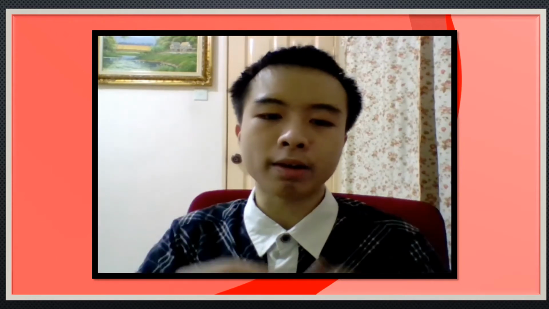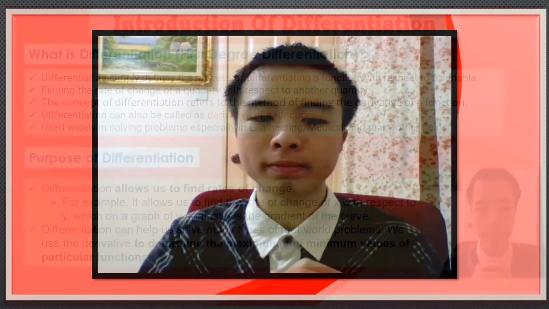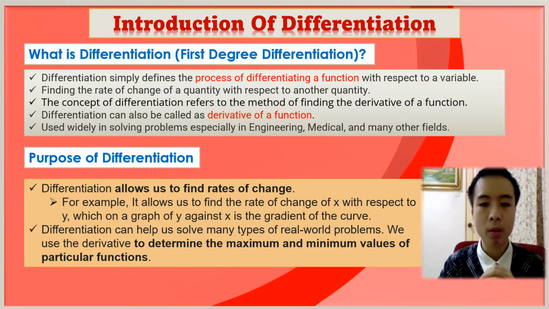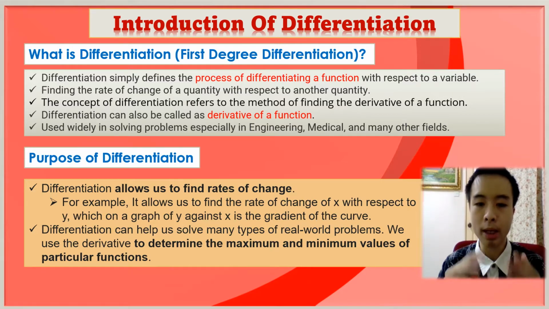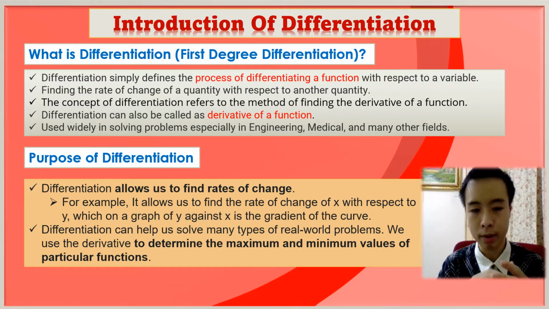For my role, I will present the part on the Introduction of Differentiation. First of all, what actually is differentiation? Differentiation is the process of differentiating a function with respect to a variable. The symbol of differentiation, or first degree differentiation, can be written as dy over dx. We can use differentiation to find the rate of change of a quantity with respect to another quantity.